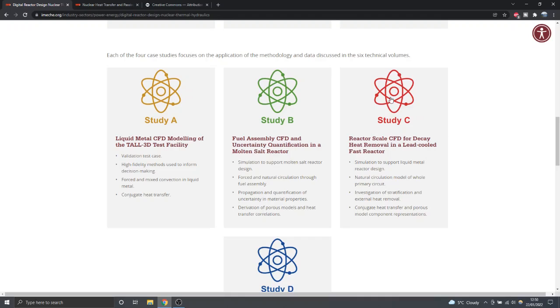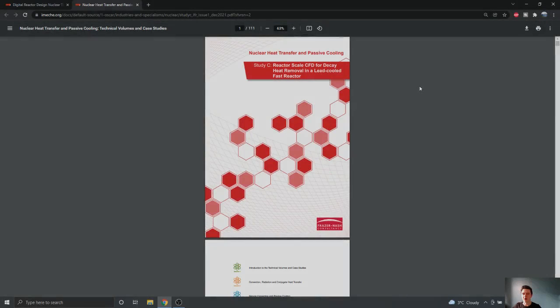I'm going to be going through Study C here to show you some of the work that I did to showcase how you might analyze a nuclear reactor with a lead primary coolant. Okay, so the first thing I'm going to do is talk a little bit about the reactor itself and how it physically operates. And then when we've got an idea of how the reactor works, we can start thinking about how we might analyze that using CFD.